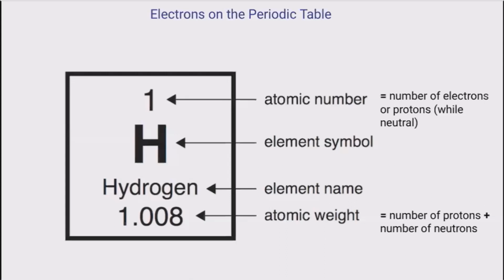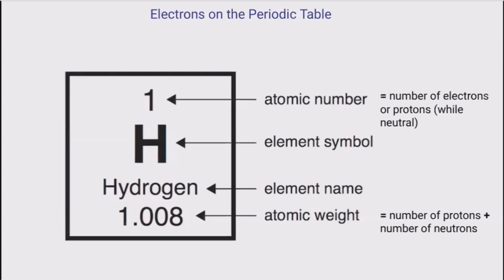So for example, this is hydrogen. Hydrogen will normally only have 1 electron and 1 proton, right? Because remember, when an element is neutral, that means it has the same number of electrons as the number of protons. So the 1 stands for both the number of electrons that the hydrogen has and the number of protons that the hydrogen has. And the other important number on this page is the atomic weight, because the atomic weight tells you the number of protons plus the number of neutrons.